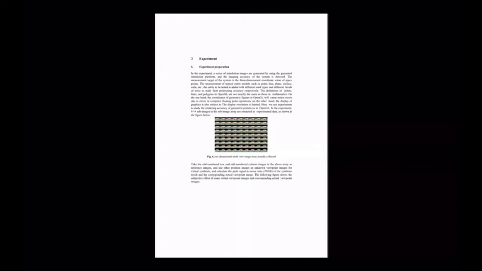In the experiment, sub images in the sub image area are extracted as experimental data, as shown in the figure below. Take the odd row, odd column images in the above area as reference images, and use other position images as unknown viewpoint images for virtual synthesis. Calculate the peak signal to noise ratio of the synthesis result and the corresponding actual viewpoint image. The following figure shows the subjective effect of some virtual viewpoint images and the corresponding actual viewpoint images.